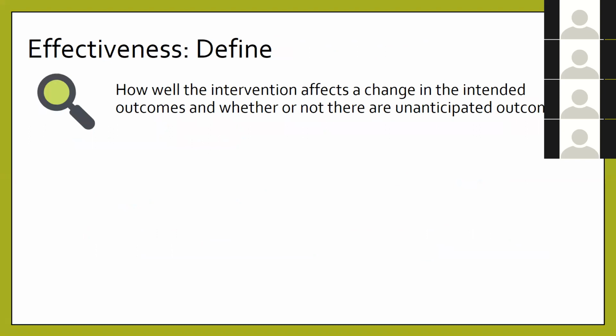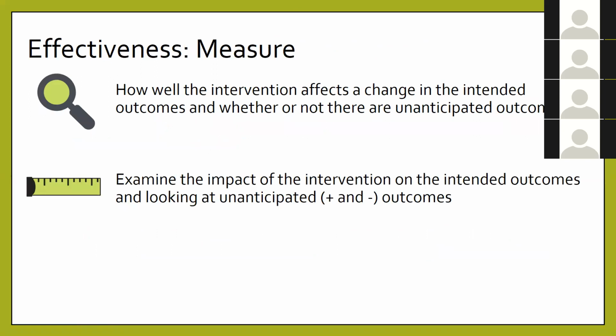So the next dimension of RE-AIM is effectiveness. And effectiveness is defined as how well the intervention affects the change on the intended outcomes and whether or not there are unanticipated outcomes. Intended outcomes can include targeted and broader outcomes, and unanticipated outcomes may be positive or negative. Measuring effectiveness answers the question, what is the impact of the intervention on intended outcomes, including positive or negative unanticipated consequences?